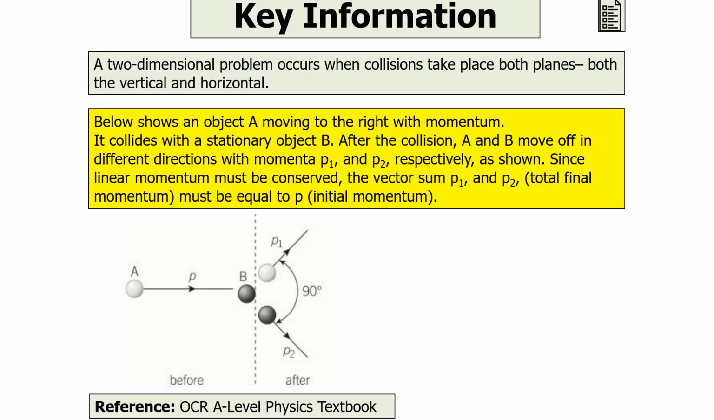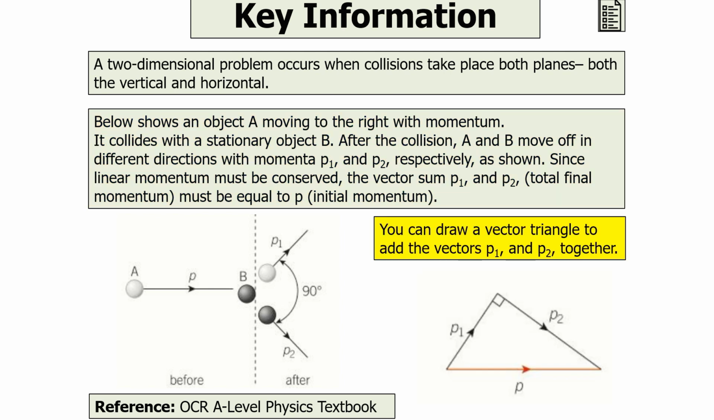So below shows an object A moving to the right with momentum P. It collides with stationary object B. After the collision, A and B move off in different directions with momenta P1 and P2 respectively, as shown. Since linear momentum must be conserved, the vector sum of P1 and P2, the total final momentum, must equal P, the initial momentum. So what you can therefore do is draw a vector triangle to add the two vectors together, P1 and P2, and then work out your value from this.